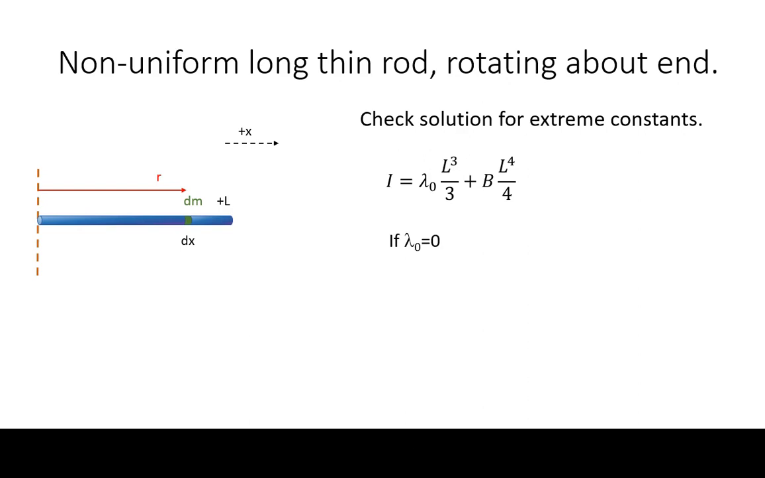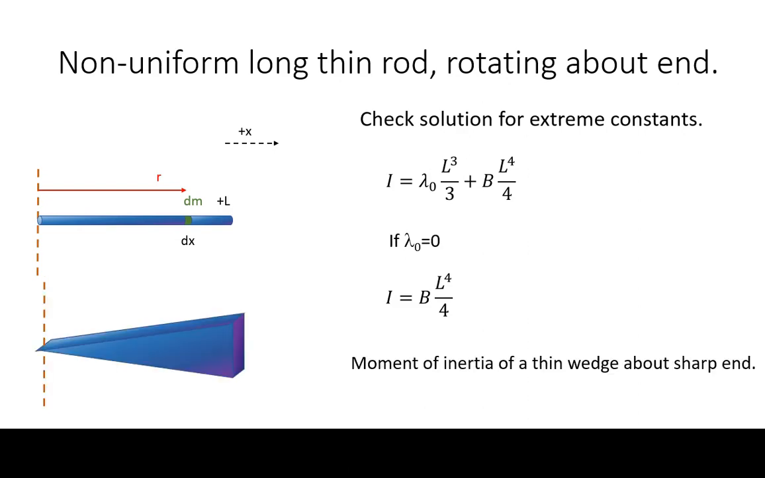If instead we make the first term disappear, we get a solution that is the equivalent of the moment of inertia of a thin wedge rotating about its pointy end.